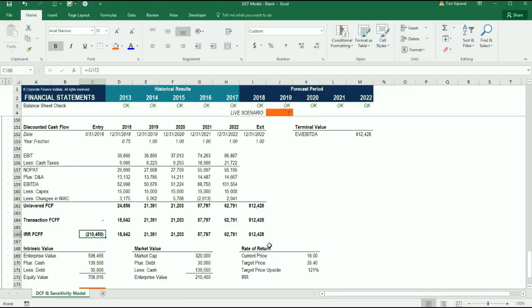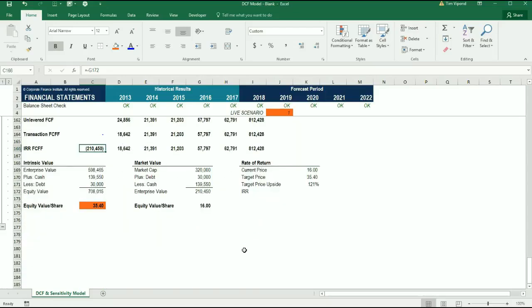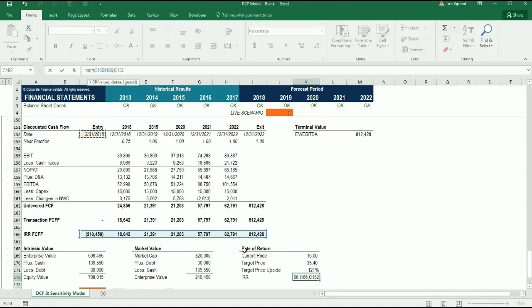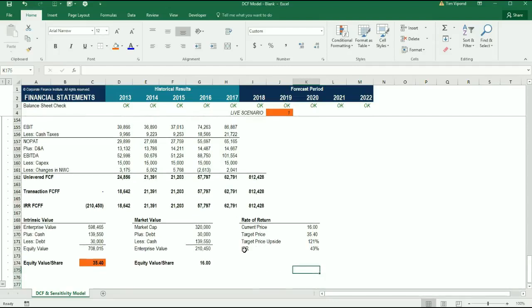Now, you can debate what the appropriate assumption is for being able to acquire the business, but at this point, we're showing how this flows through the model if we take the current enterprise value and use that as the acquisition cost of the business. So what we can then do is go over here and use the formula XIRR, where we're going to take these cash flows here and match them up to the dates that we have at the top here. And we're going to close the bracket. And what we get there is a 43% internal rate of return.